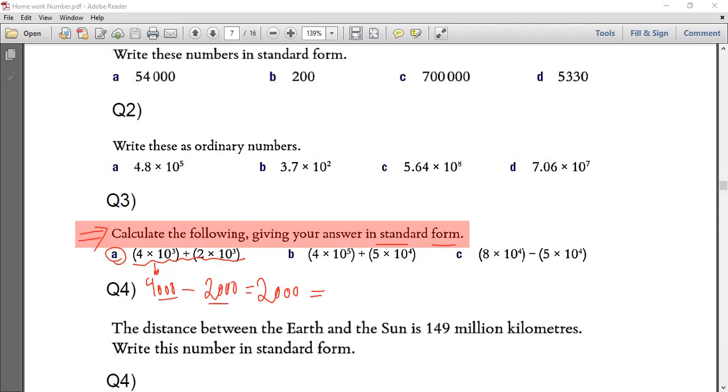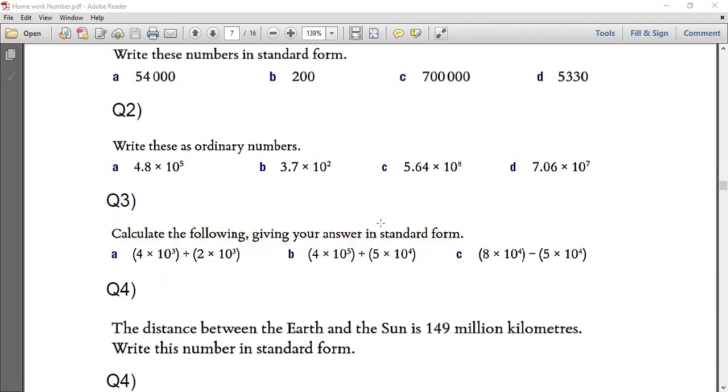Teacher, no, it's plus 2 by 10 power 3. Plus or minus? Yes, plus. So this one is 6,000. Teacher, no, 2 by 10, 20 by 2000. Yeah, okay. It will be 6.6 by 10 power 3. Okay, that's nice.